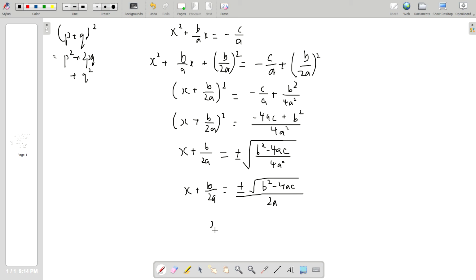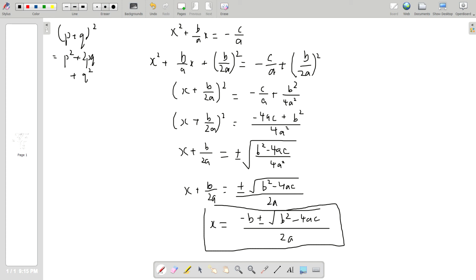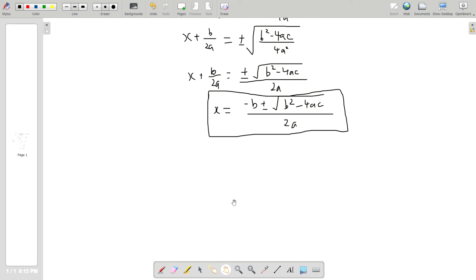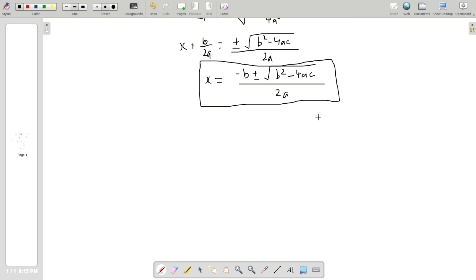So we can isolate x now by subtracting b over 2a from both sides to get negative b plus minus the square root of b squared minus 4ac, over 2a. Notice what I did was I basically just put negative b over 2a in front, and I combined the two fractions. So all I got was this formula, which is essentially what everybody knows as the quadratic formula. But this has another application.